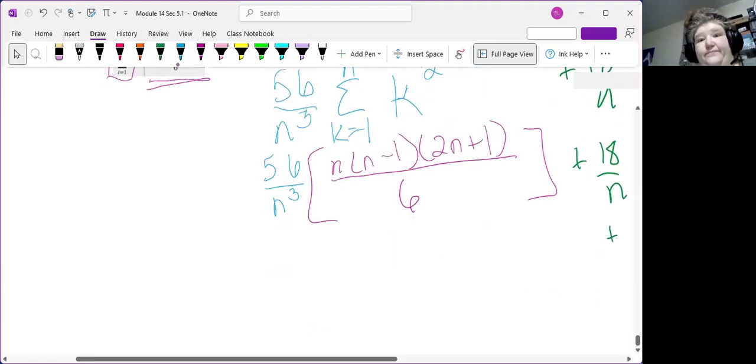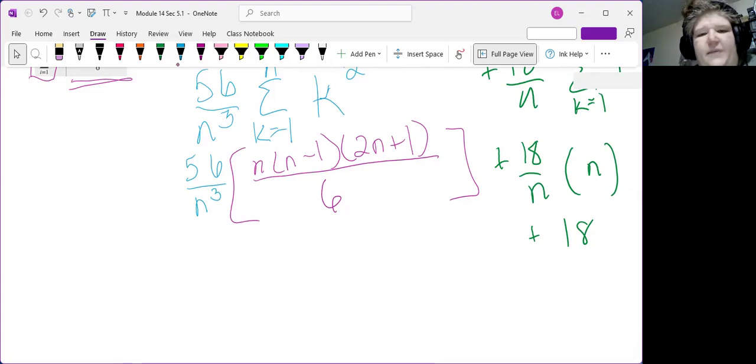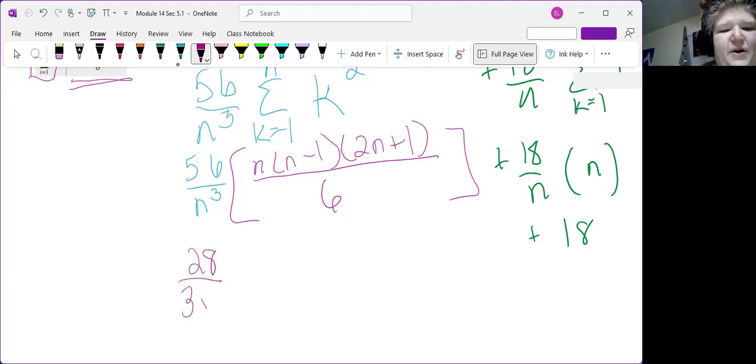All right. Oh, now I'd love to say 56 and 6 perfectly divide, but they don't. But we do get 28 over 3 at least. All right, so we have 28 over 3 n cubed, and then times that whole thing.